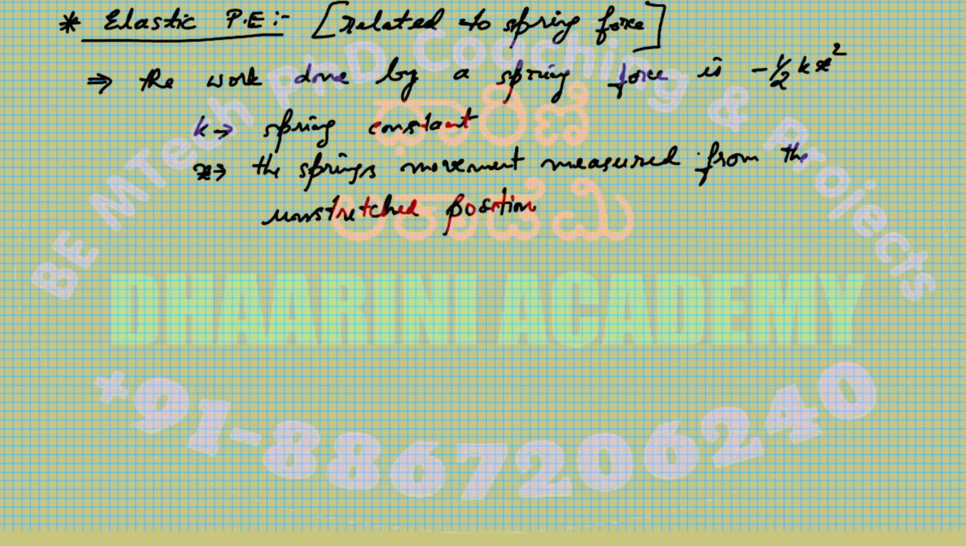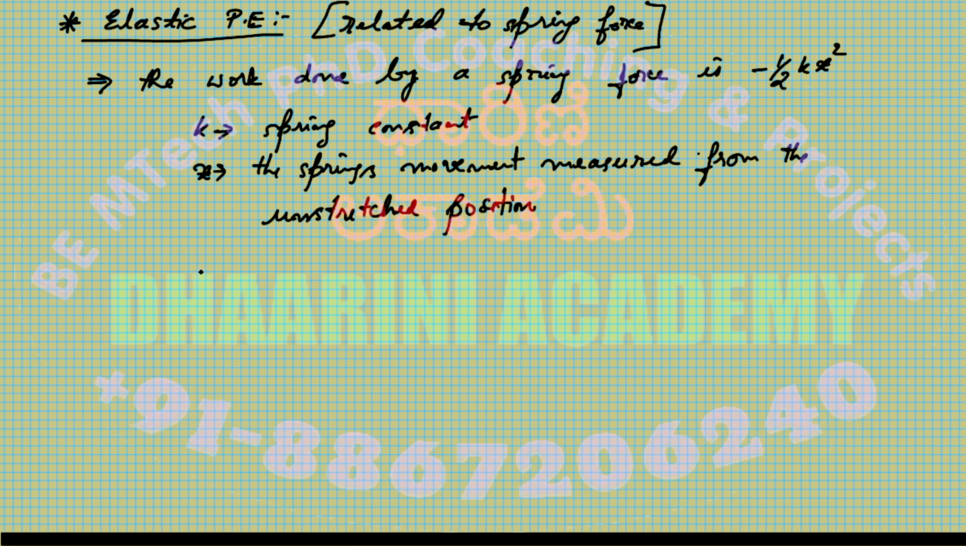So negative of the work done is the potential. According to the definition, U is equal to minus W. So this is minus of minus half kx squared. So the potential energy of a spring is given by half kx squared. Important.